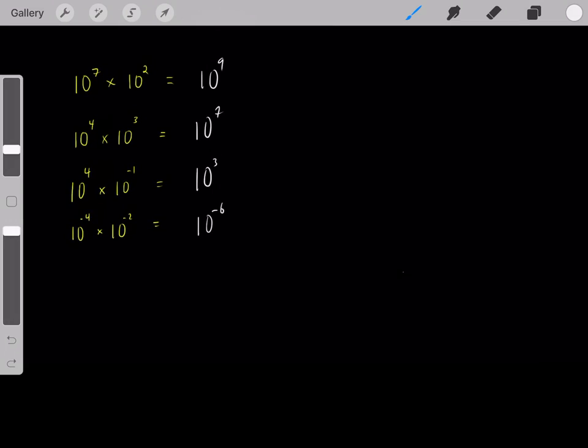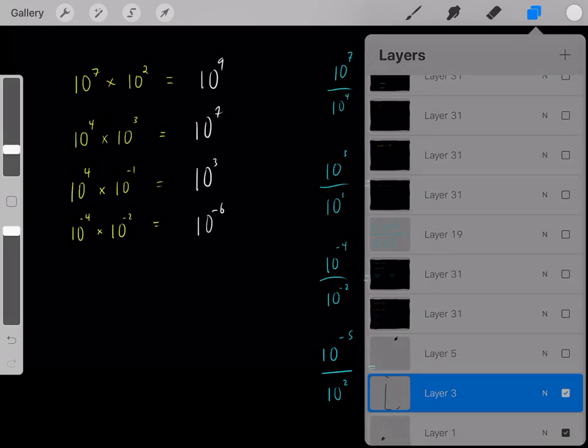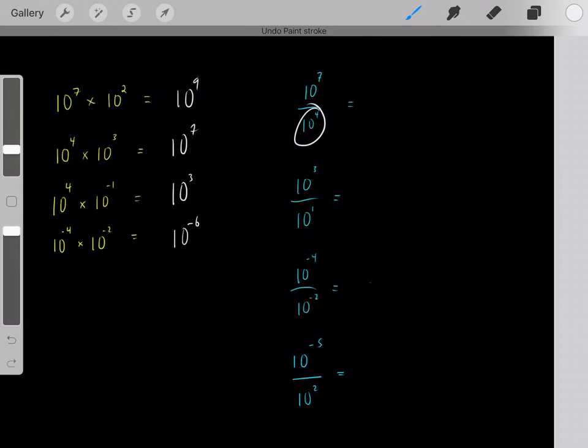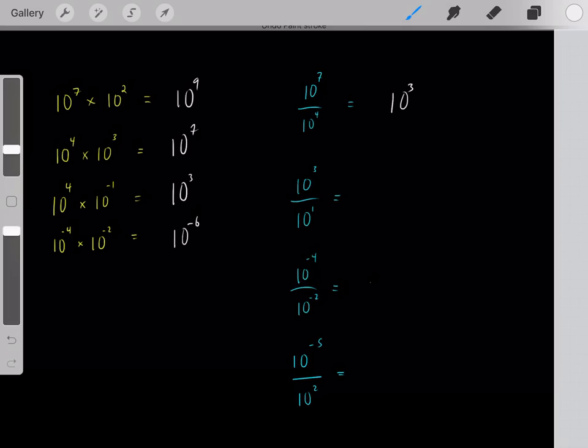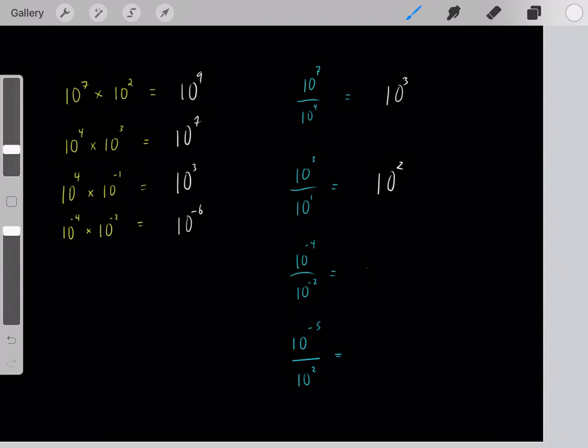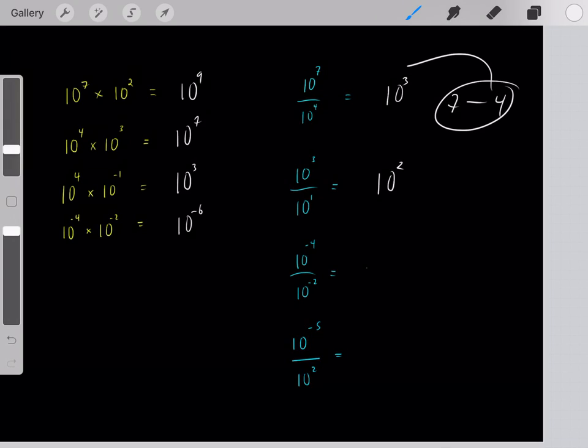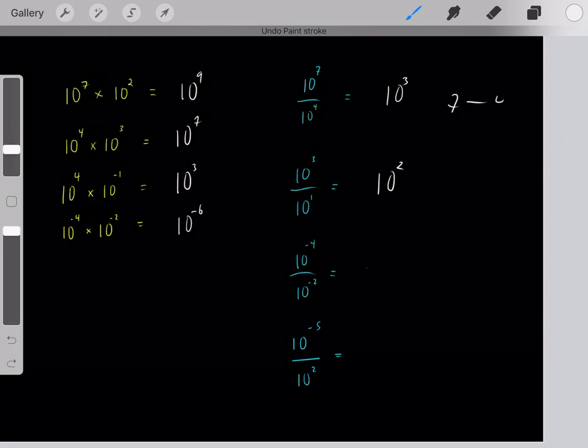So pretty straightforward. However, what if we're dividing exponents? Like 10 to the 7 divided by 10 to the 4? Well, this will equal 10 to the 3. How about 10 to the 3 divided by 10 to the 1? This equals 10 to the 2. So hopefully you see the pattern. You take the top exponent and you subtract the bottom exponent, and that gives you your exponent. 7 minus 4 equals 3.